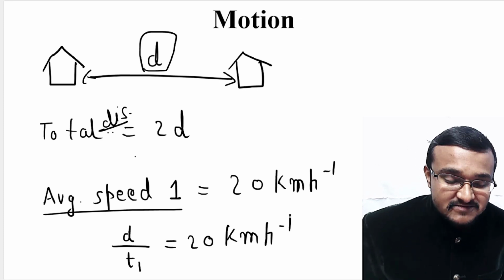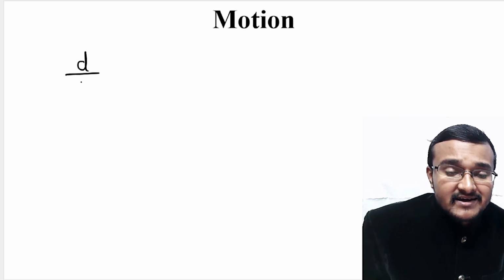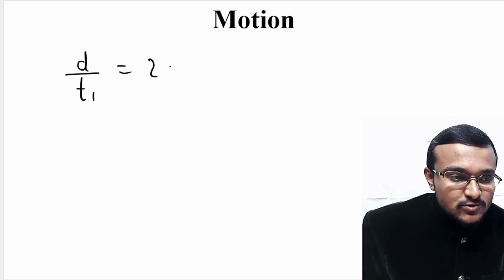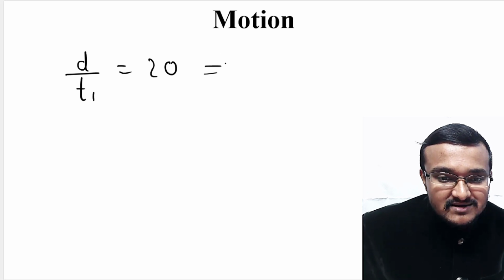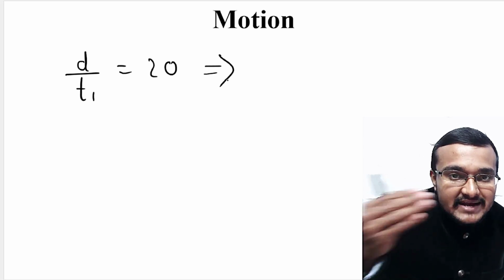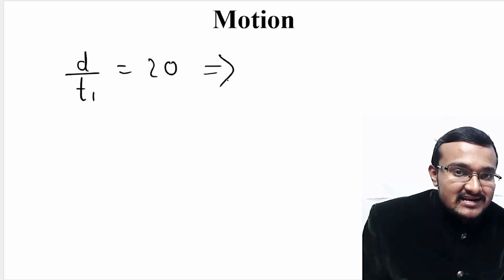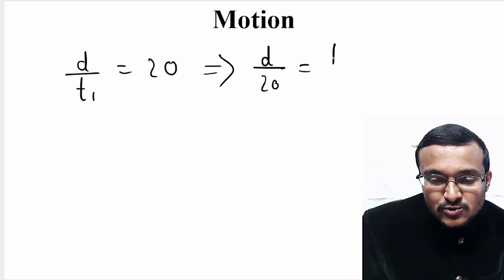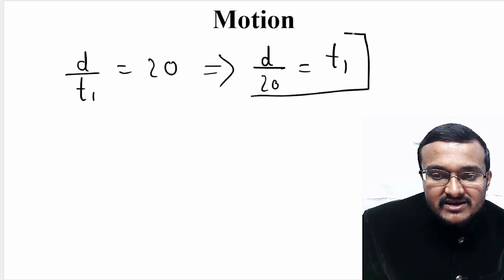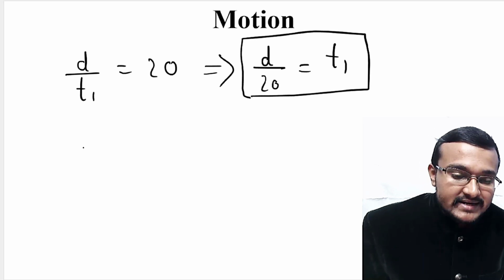So now you have d by t1 is equal to 20 km per hour. Here you can take t1 to the RHS and bring 20 to the LHS. When you do that, it will be d by 20 is equal to t1. That means t1 is equal to d by 20.